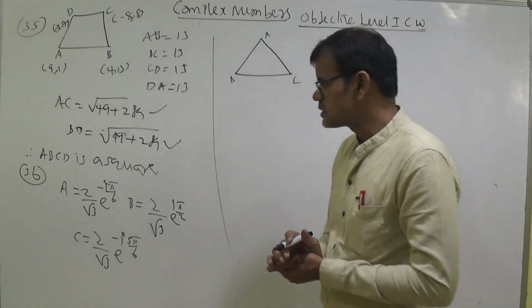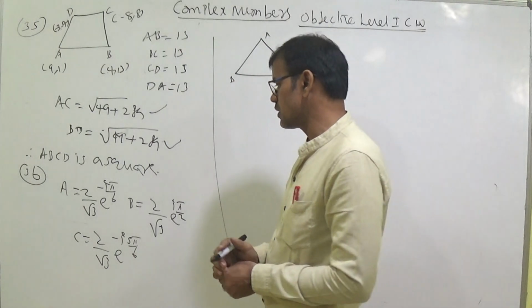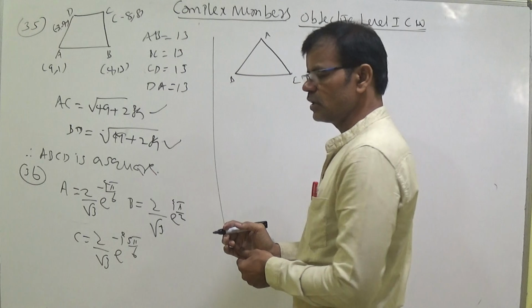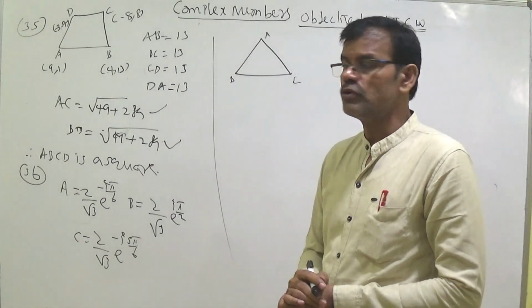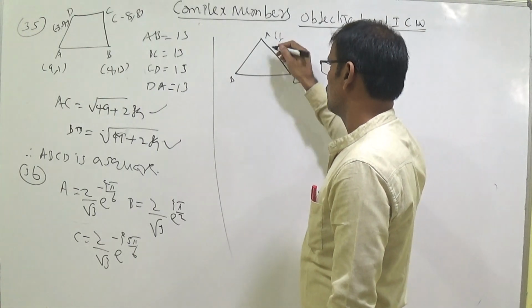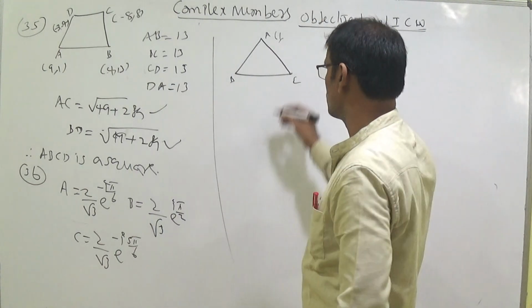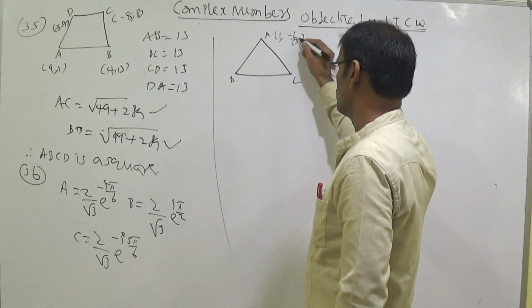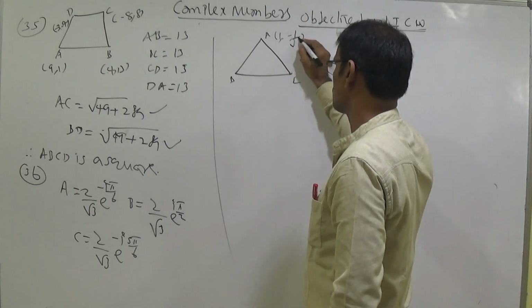e power minus i theta becomes cos theta minus i sin theta. So A I am writing as 2 by root 3 into cos 30 minus i sin 30, that is 2 by root 3 into root 3 by 2 minus i by 2. The 2 by root 3 into root 3 by 2 get cancelled and it becomes 1. And 2 by root 3 into sin 30 is minus 1 by root 3. So A is (1, minus 1 by root 3).